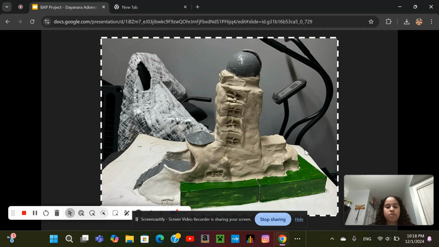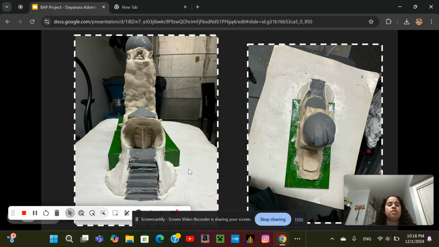Here's the platform that's holding more than half of the building, which represents the bottom, like a basement on the bottom. I used puzzle boxes to put them together. And here's the top of it and the front of it as well.